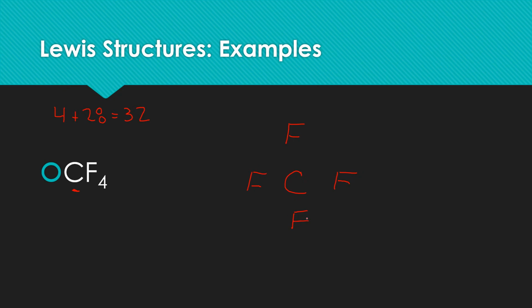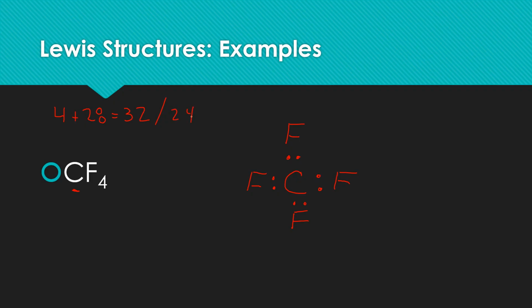So there's my skeleton structure. Now I've got to make sure I have the bonds. Between each pair of atoms, I'm going to draw a pair of dots. Between that carbon and fluorine, between this carbon and fluorine, between this carbon and fluorine, and between this carbon and fluorine, I have 2 dots. So now I've used 8 dots, so now I'm down to 24.